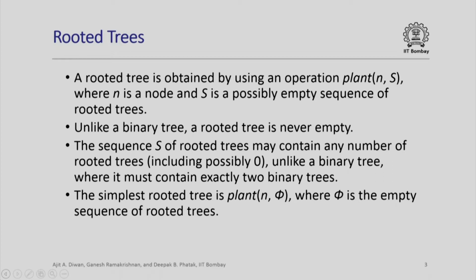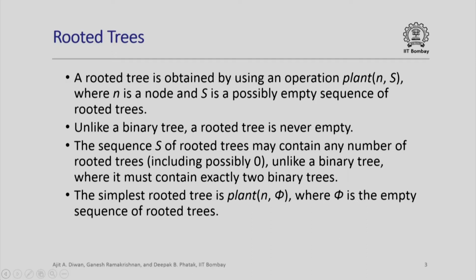So this is similar to a binary tree. We again have a single operation called plant n comma s, where n is a node. But now instead of just having two earlier trees, L and r, we have a sequence of rooted trees s. So a rooted tree is obtained by taking a node n and any sequence of rooted trees s. So remember, we have already defined what a sequence of any type is. So if rooted trees is also a type, we can take a sequence of that type and plant it with node n to get another rooted tree.